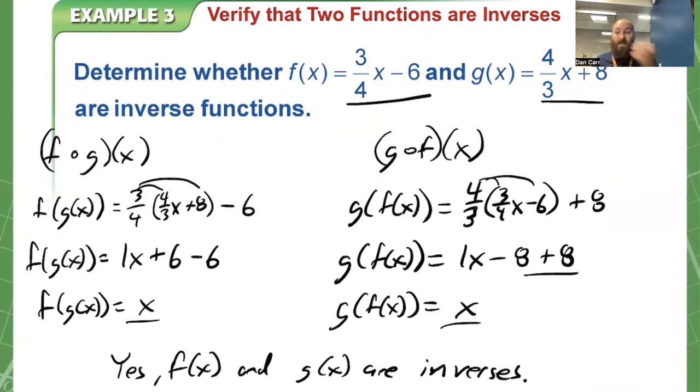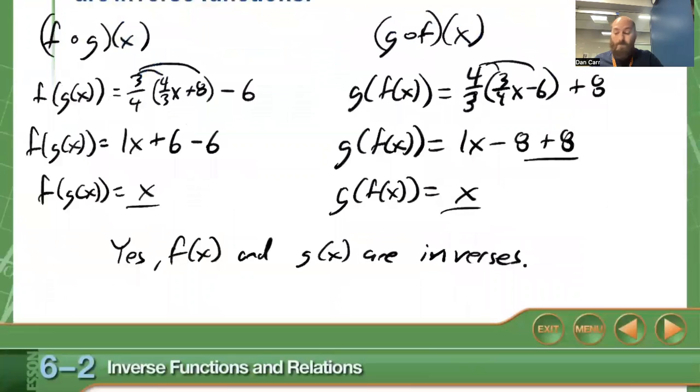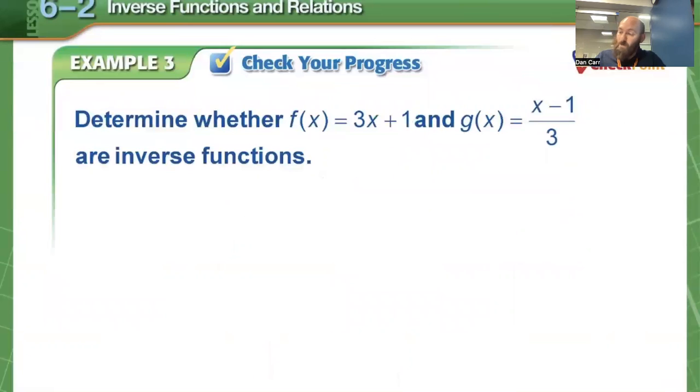Okay, and that's it. We just have to plug one inside. Like we have to do both, or we're plugging inside to confirm which ones are inverses for each other. Okay, this is just another example. So just remember, this function will go inside that one, but then the second time that one's going to go inside that one for x.